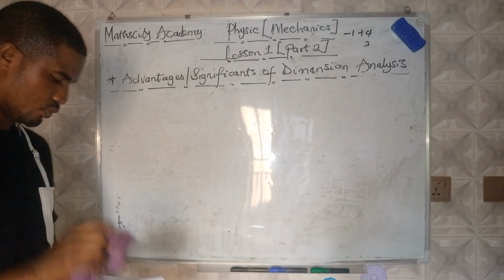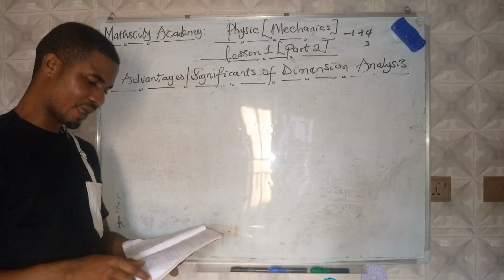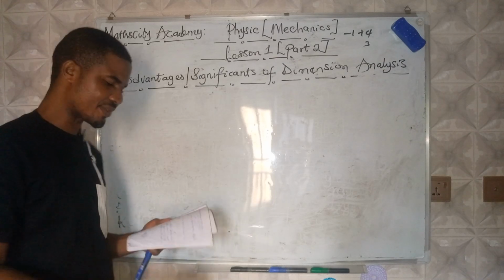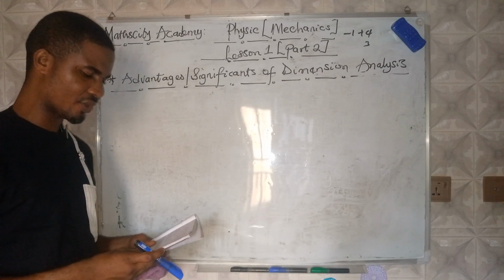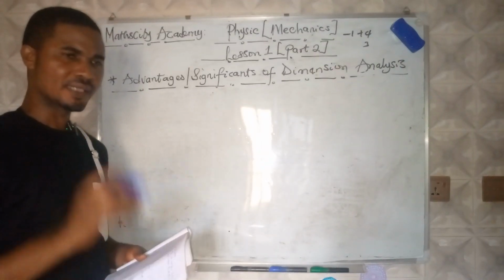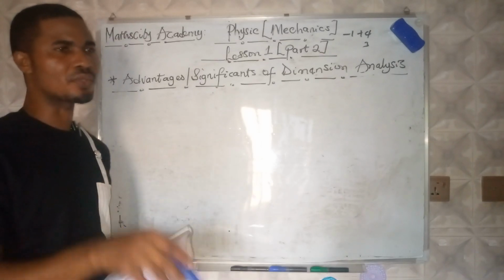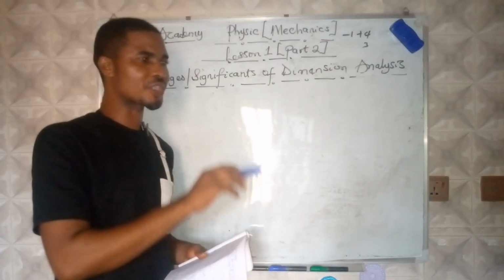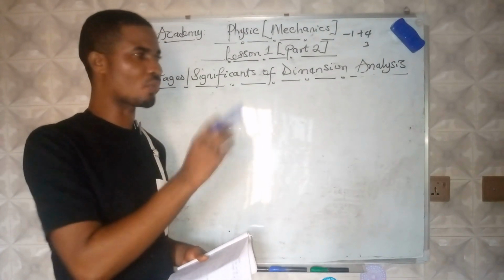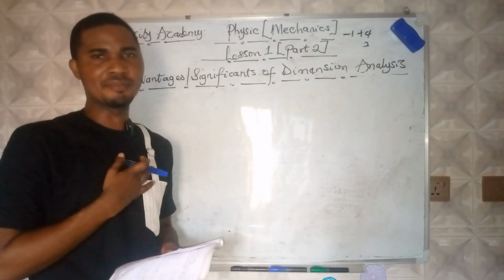We go to number 2. Number 2 advantage, or significance, of dimension analysis. Dimensions are used to derive the correct unit of a physical quantity. What are we saying here? It means if I know the dimension of a physical quantity, I can give you the unit of measurement, provided I know the dimension.